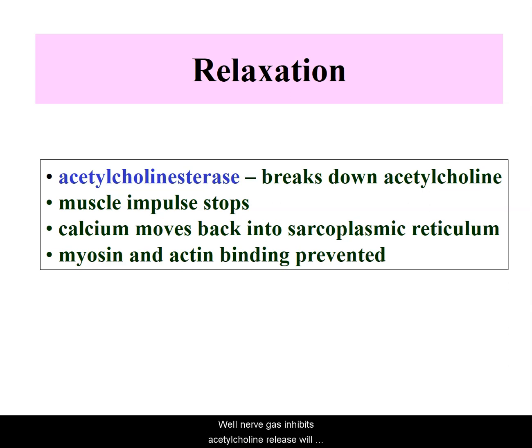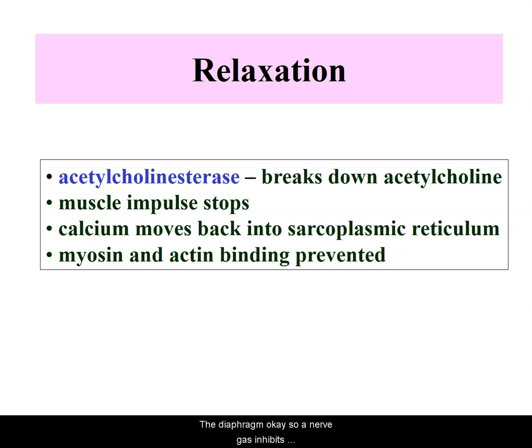Now, what does that mean for us? Well, nerve gas inhibits acetylcholine release. Well, acetylcholine has to be present for the depolarization of the membrane and the influx of calcium. If we don't have those two things, then our muscles won't contract. And if our muscles are not contracting, what do we call that? Paralysis.